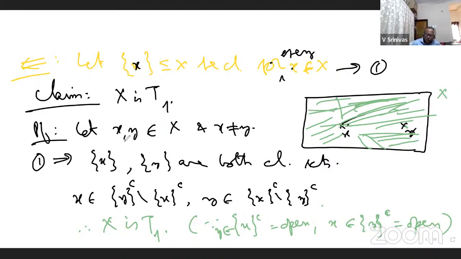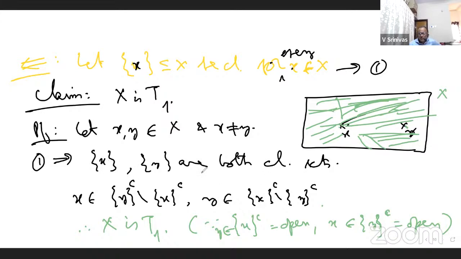T1. It means we have to take a general pair of distinct points X and Y. For them, we have to find two neighborhoods, G and H, such that X belongs to G minus H and Y belongs to H minus G, and G and H must be open. How can we get them? Here, singletons are closed. So we form the singletons, singleton X and singleton Y. Each of these is closed.